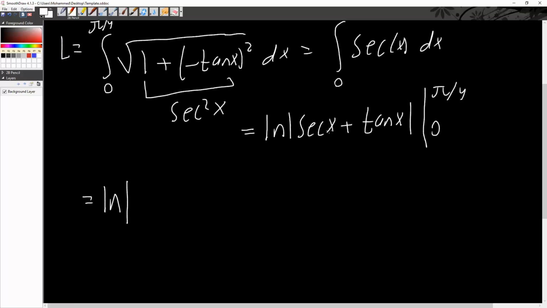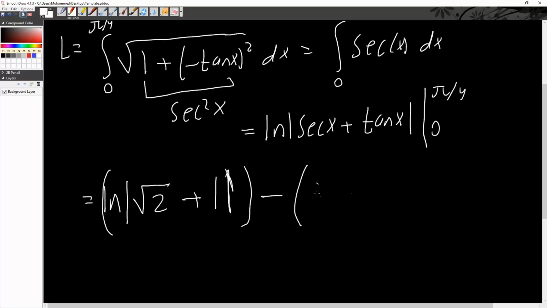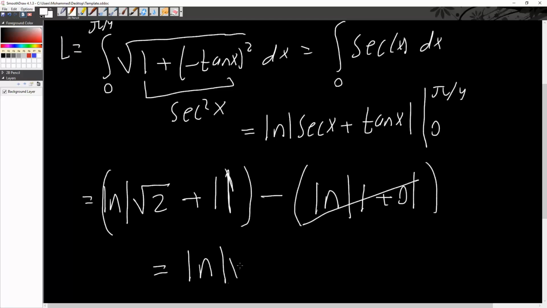Secant pi/4 will be square root of 2, and tan pi/4 would be 1, so we have ln of the absolute value of square root of 2 plus 1, minus ln of the absolute value of, when we insert 0, secant gives us 1, and tan gives us plus 0. We know that ln 1 is simply 0, so we don't need to worry about that. And so our final answer is going to be ln of the absolute value of square root of 2 plus 1.